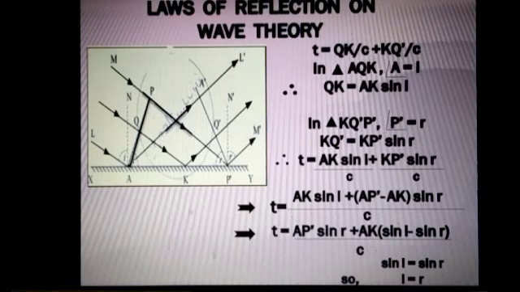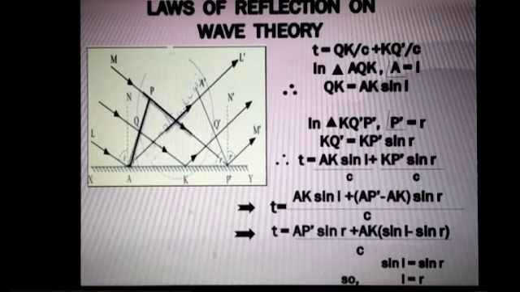Now, KP' is equal to AP' minus AK. So we get the third expression of time. Lastly, we get the last expression of time, as you can see on the screen. For rays from different points on the incident wavefront, the values of AK are different. The rays from different points on the incident wavefront will take the same time to reach the corresponding points on the reflected wavefront.